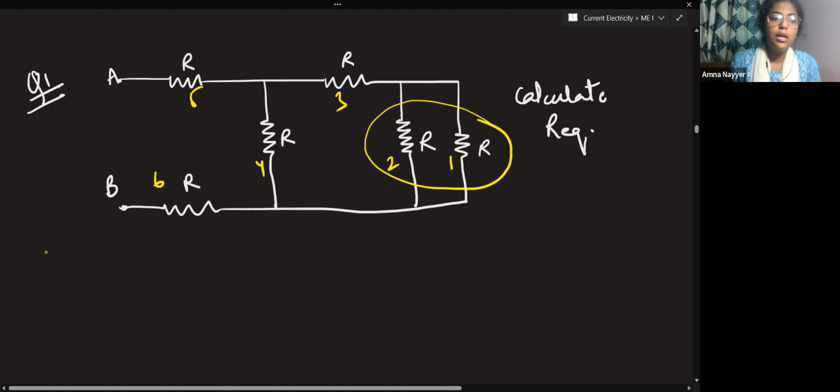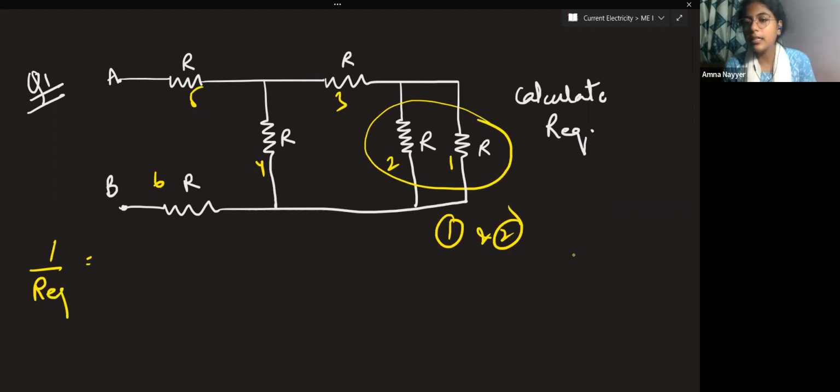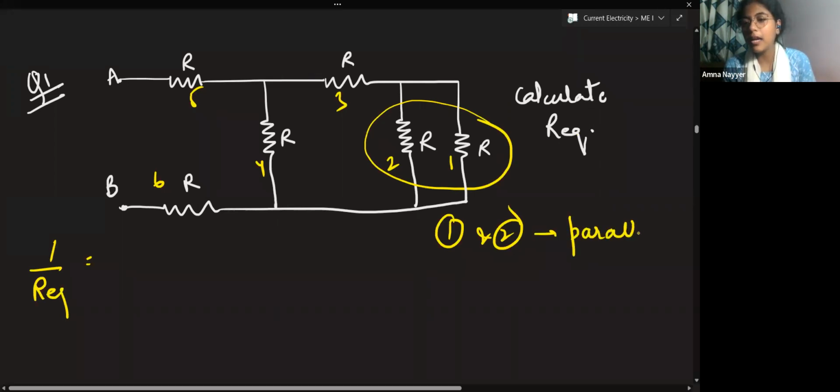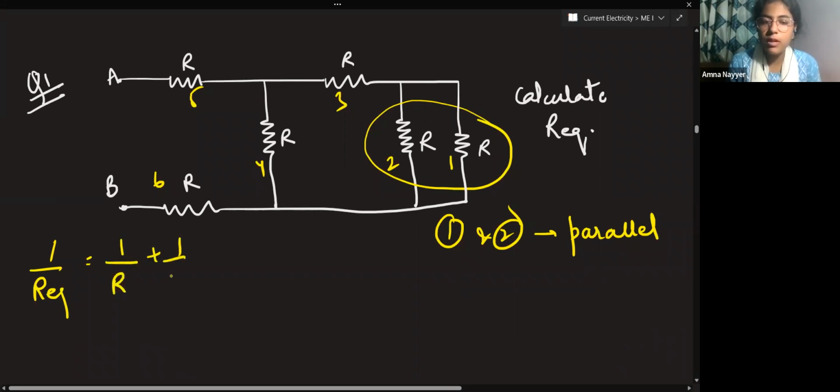Now, I'll make you notice one thing. How will R equivalent be given? Reciprocally adding. Why? Because 1 and 2 are connected in parallel. So how will it be given? 1 by R plus 1 by R. That's the way to write it when two resistors are connected in parallel.